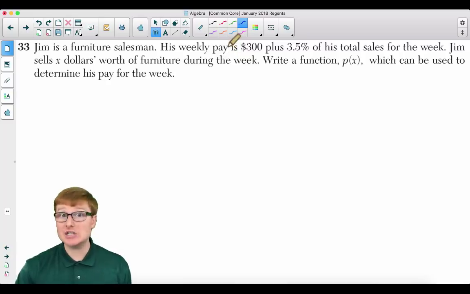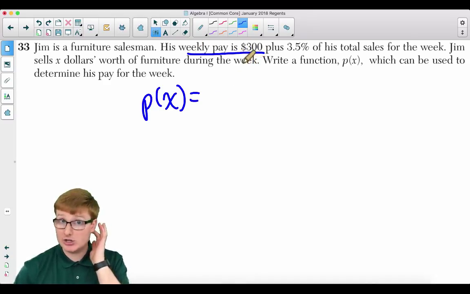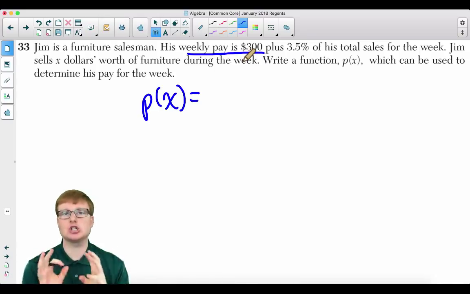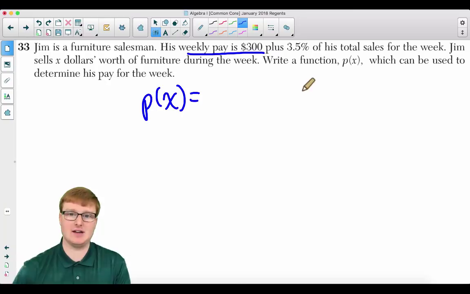So this is actually a linear equation. So we're going to write P of x is equal to. Now, his weekly pay is $300. That means that regardless of how much furniture he sells or does not sell, they're going to pay him $300 a week, which is really, really nothing. Like, that's no money. But he better be a good salesman. I'll tell you that right now.